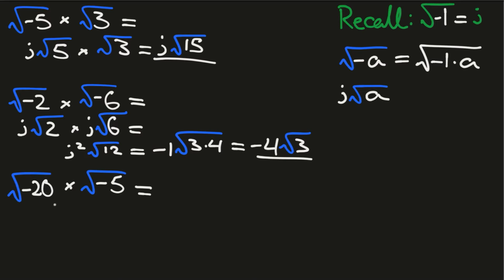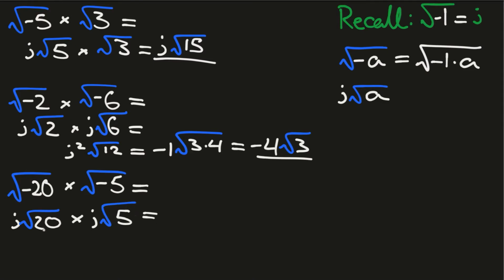Finally, we have the square root of negative 20 times the square root of negative 5. We can rewrite the square root of negative 20 as i times the square root of 20, and we can rewrite the square root of negative 5 as i times the square root of 5.